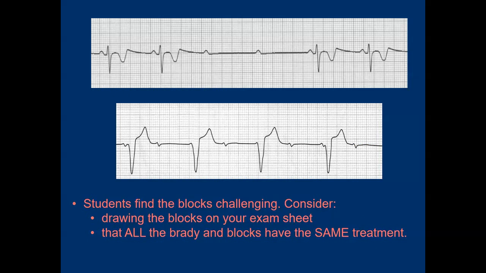Again, most students do determine that the blocks are challenging as far as recognition of the rhythms. So what I would say to you on a test-taking strategy on the blocks is look at that strip. See how many QRS complexes are there. Well, there's 4 in both of them. Well, that tells you right away, this is some kind of a slow rhythm. And all the treatment for slow rhythms is the same.